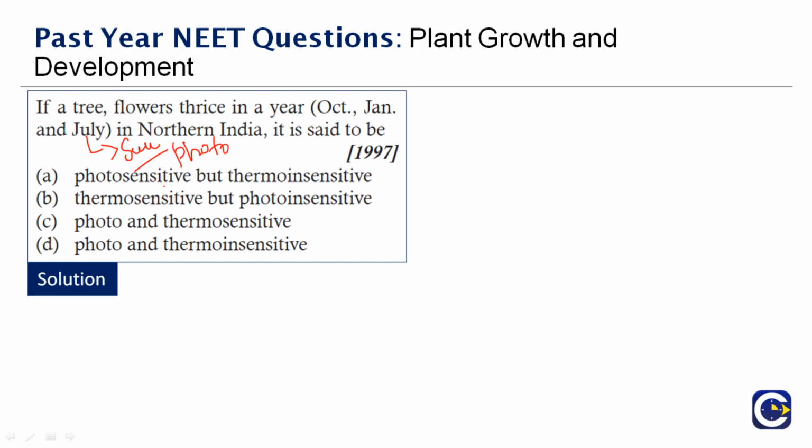The correct answer is option D. It is photo- and thermo-insensitive. October and January, as I said, the temperature will not be that high, right? So it is thermo-insensitive. It is not dependent on temperature, but it is dependent on light. Therefore the correct answer to this question is option D. In northern India, during these months, maximum variation in light intensity and temperature is observed. Hence, only plants that are photo- and thermo-insensitive can flower in these three months.